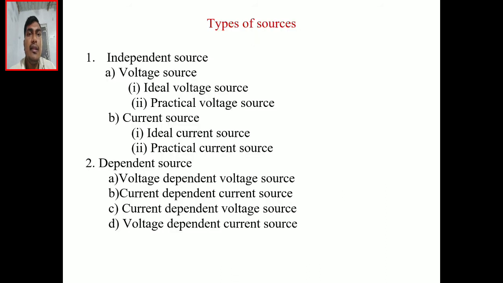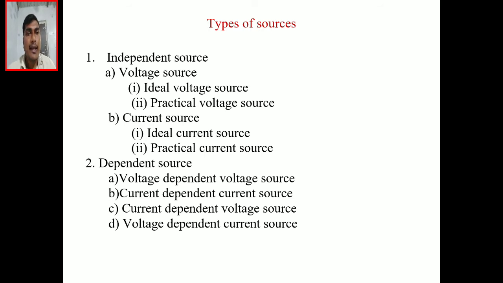In types of sources there are two types: independent source and dependent source. What is an independent source? What is a dependent source? I will discuss now. Independent, as the name itself says, means a source which is independent of any quantity. It will not depend upon any other quantity in the circuit.